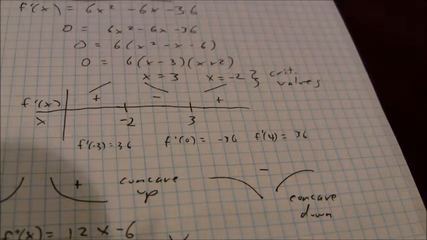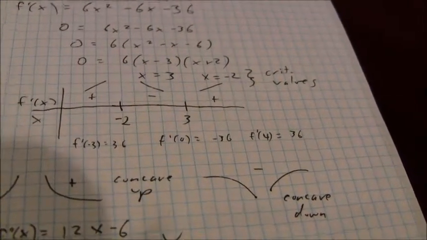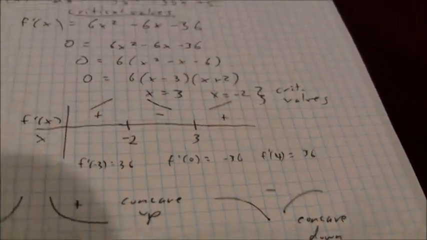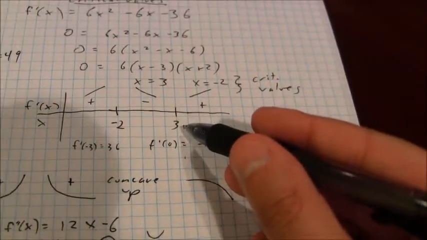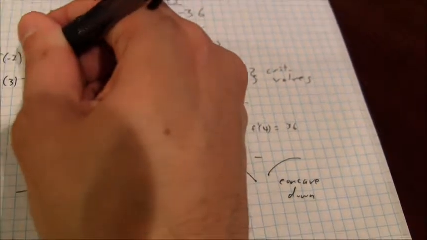And I'm going to plot a point at -2. And remember that this is a point on the original graph. So I want to go back to the original function. F of -2 is equal to 49. And I also want to plot a point when x is equal to 3. F of 3 is -76. So I'm going to plot those 2 points first.